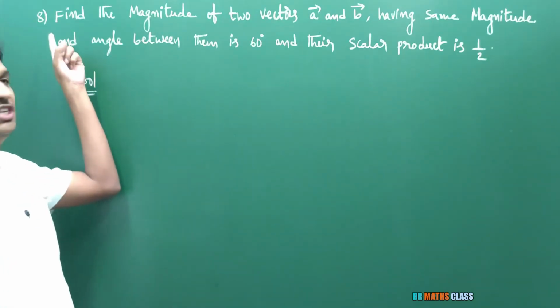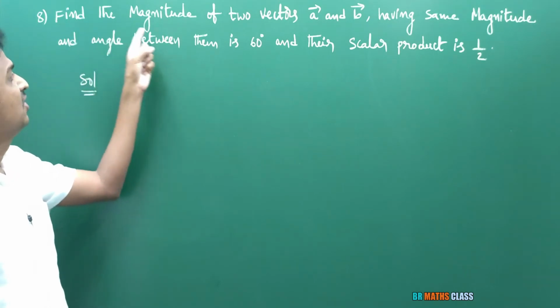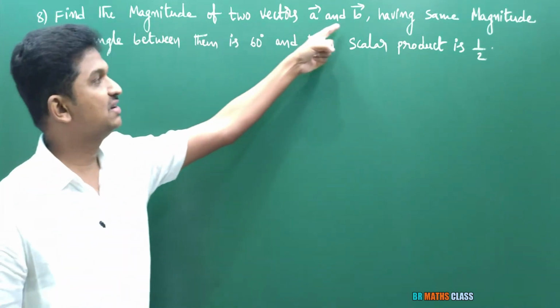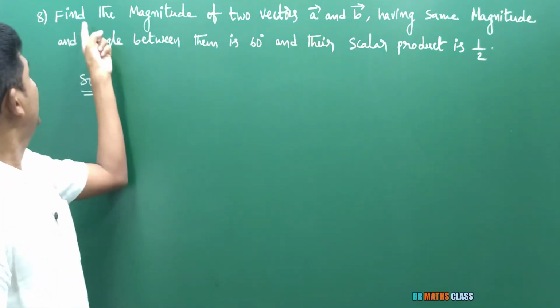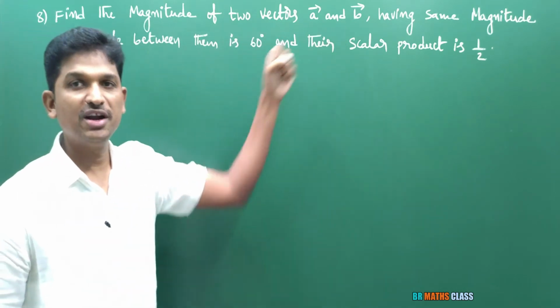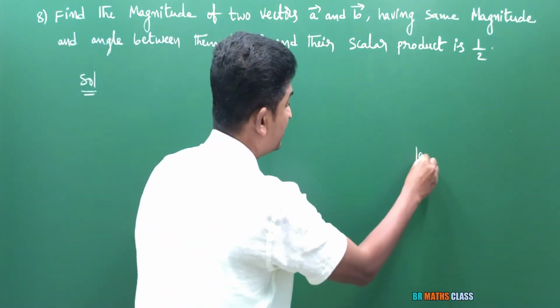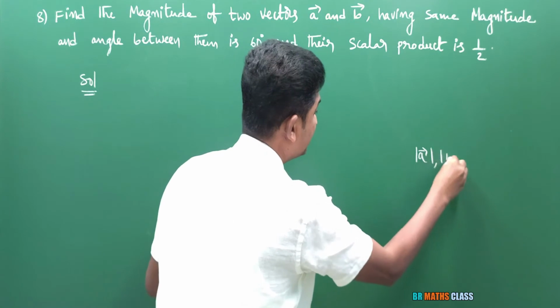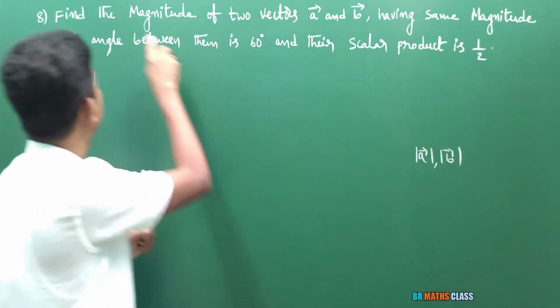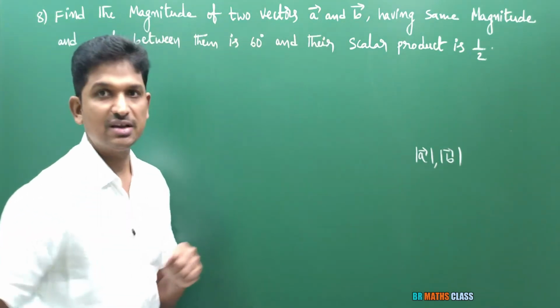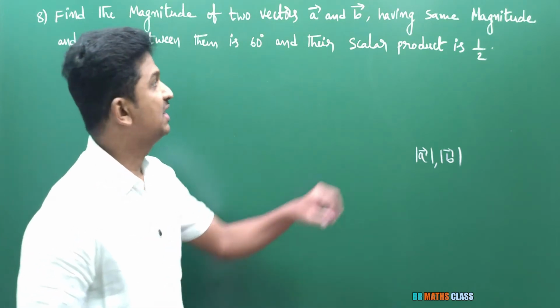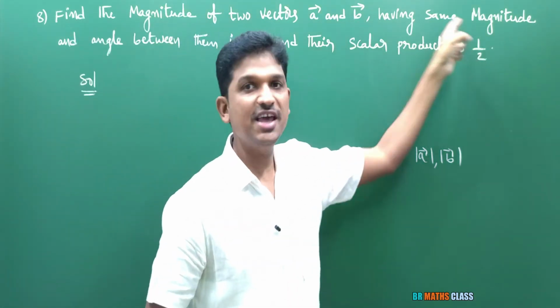Observe question number 8. What are they asking? Find the magnitudes of two vectors A bar and B bar. That means we need to calculate the magnitude of A bar as well as the magnitude of B bar. For that, what information is given? These two vectors have the same magnitude.